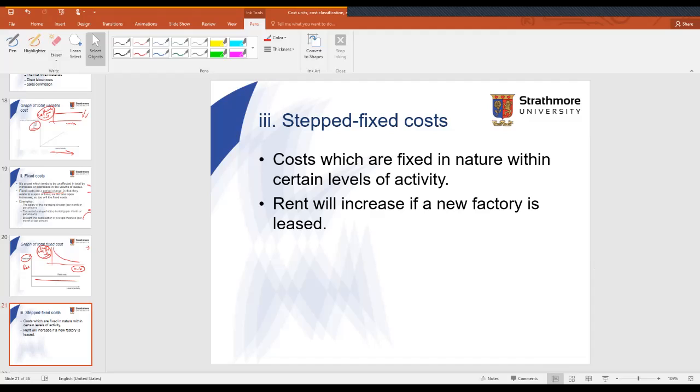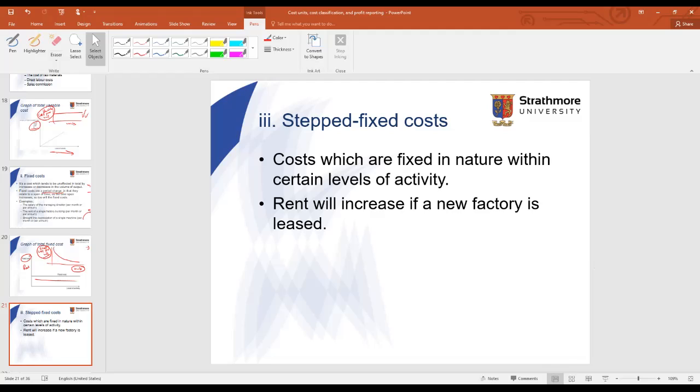Then you also have what we call the stepped fixed cost. Now here, these are costs that, by nature, are fixed. However, they will be increasing if we produce beyond a certain level of activity. Let me give you an example. The example would be a case of rent.